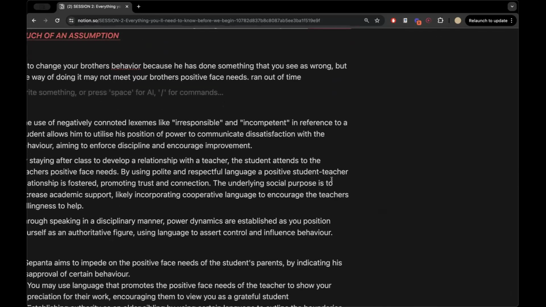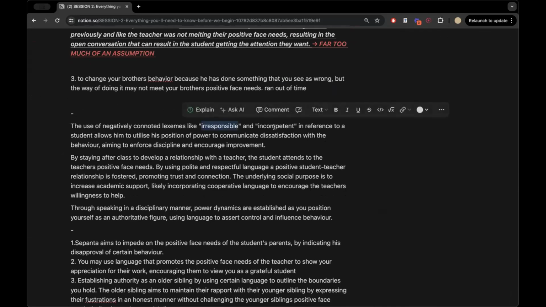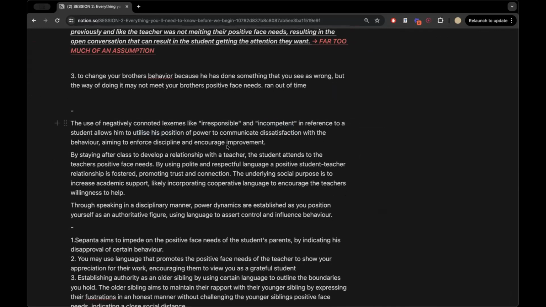Now, the use of negatively connoted lexemes like irresponsible and incompetent in reference to a student allows him to utilize his position of power to communicate dissatisfaction with the behavior, aiming to enforce discipline and encourage improvement. By staying after class, oh my God, very well written. And you've started it off with utilize the position of power, enforce discipline.